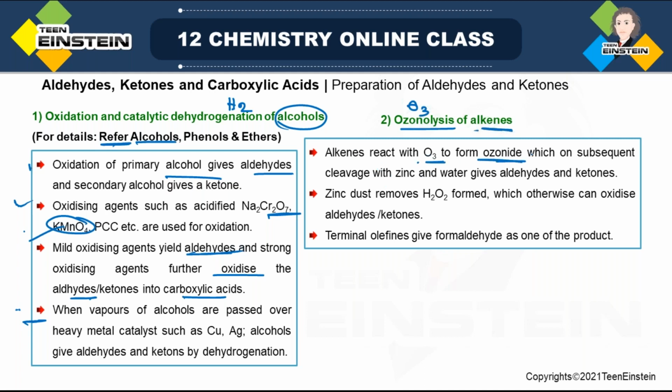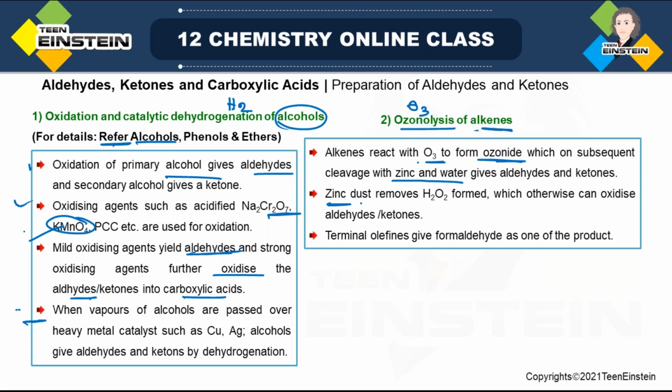First it forms an ozonide, which is a cyclic type of structure, but this is not the end product. On subsequent cleavage with reducing agents such as zinc and water, zinc is actually the reducing agent, you get aldehydes or ketones. Depending on what type of alkene you have taken, you can get either a ketone or an aldehyde.